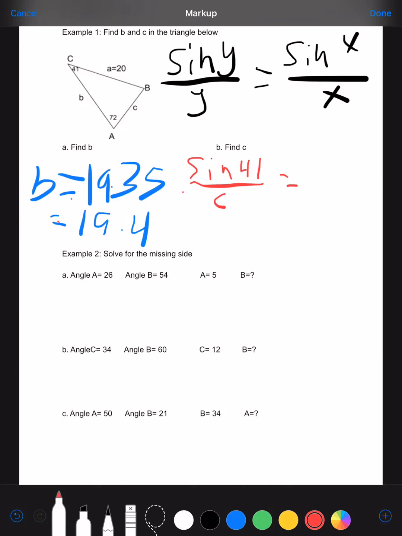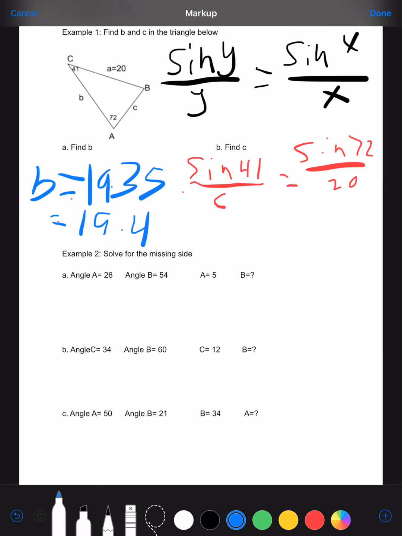Always use the side and angle they give you, because if you accidentally mess something up on the first one and you try to use that, you're going to get your second one wrong, guaranteed, because that's a wrong answer to start with. So always just go with what they give you. So we're going to do sine 72 over 20. Then we're going to cross multiply again.